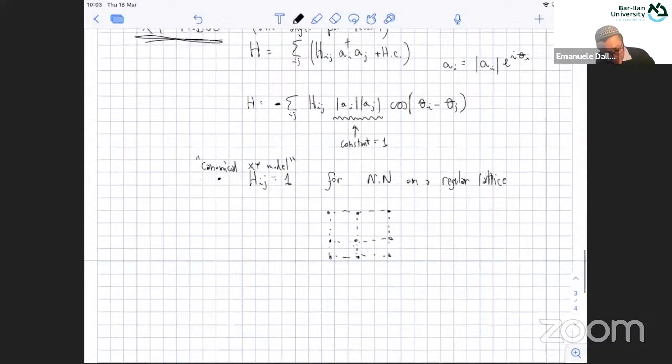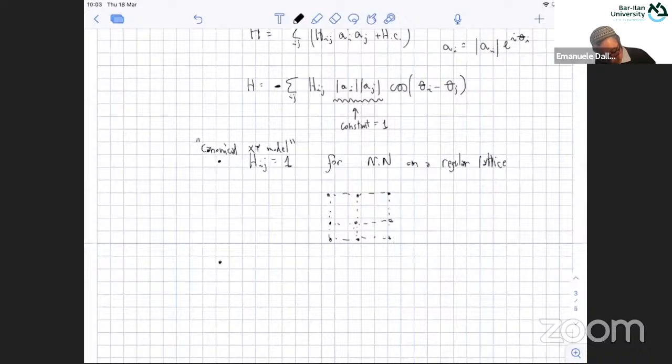So what is the ground state of the canonical XY model? Anyone want to guess? Again, I have theta i and theta j. Each rotor can point in any direction. The energy is proportional to the cosine of the difference between the angles, times a minus 1.